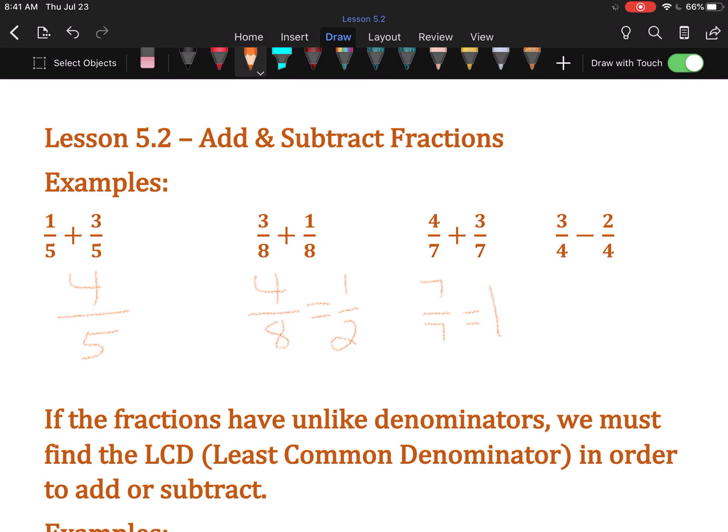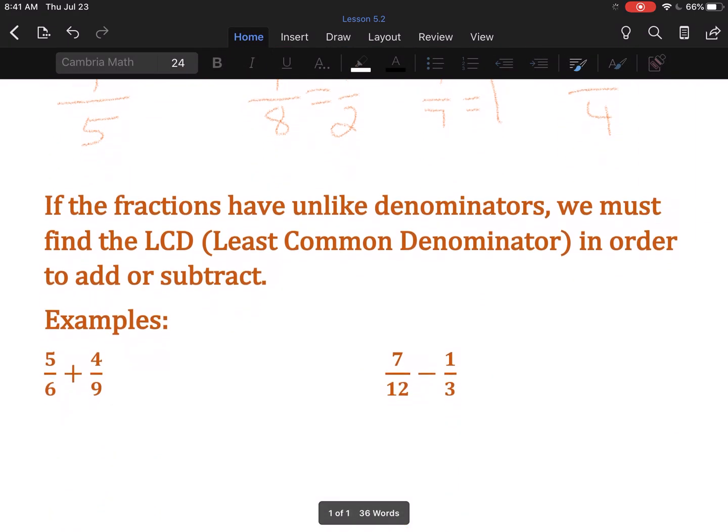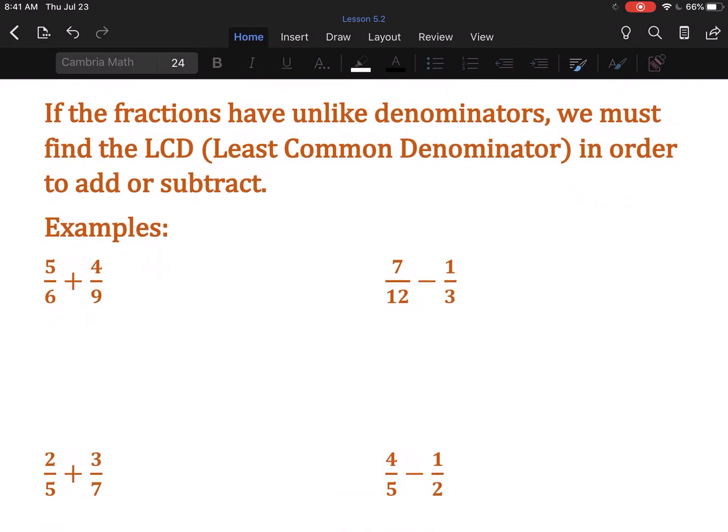And 3/4 minus 2/4, 3 minus 2 is 1/4. So when the denominator is the same, we just add the tops or subtract the tops and then simplify our answer. If, however, the fractions don't have common denominators, they have unlike denominators, we need to find the least common denominator in order to do our addition and subtraction.